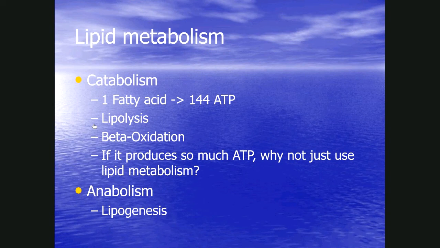So here we've only got two processes. We've got lipolysis and we've got beta oxidation. Lipolysis sounds like glycolysis, and it's extremely similar. Again, this is a prep stage. It's in the cytoplasm. What I'm going to do is break this fat down so we can fit it into the mitochondria, into the pores, into the holes. Once we break it down and get it into the right form, we get it into the mitochondria, and here's our only stage in the mitochondria. This is called beta oxidation. This is what's going to release all the ATP, that 144 ATP per fatty acid. So beta oxidation is the main thing that's going to create the ATP there in the mitochondria.